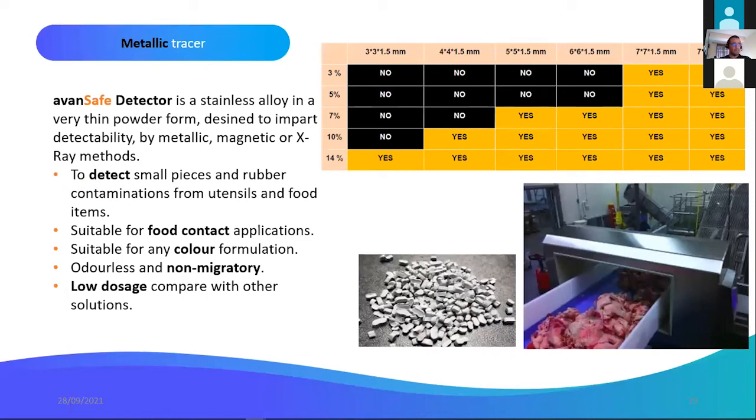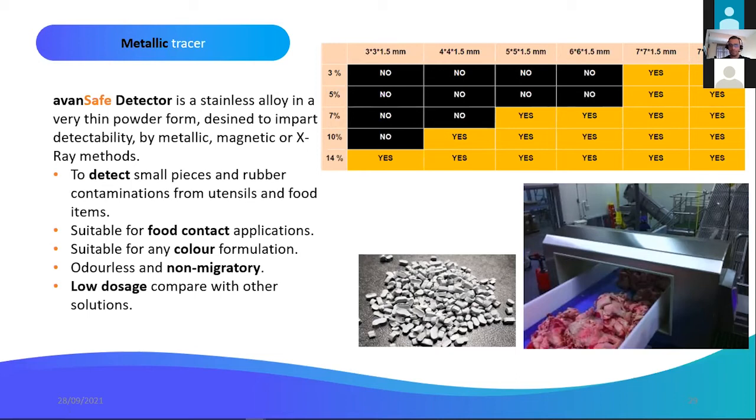Okay, the following product is the metallic tracer. The name is Avanzare Detector. In this case, it's a stainless alloy in a very thin powder form. It's possible to detect it by magnetic, X-ray, and electrical methods. It could be used in the food industry to detect contamination from utensils or food items made of rubber. So of course, it's suitable for food contact applications.